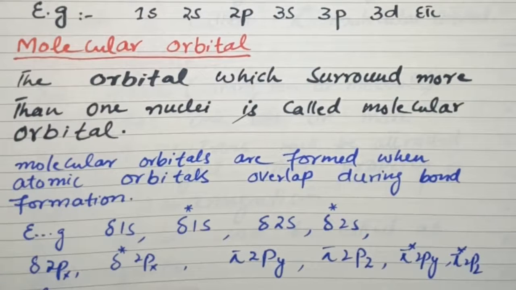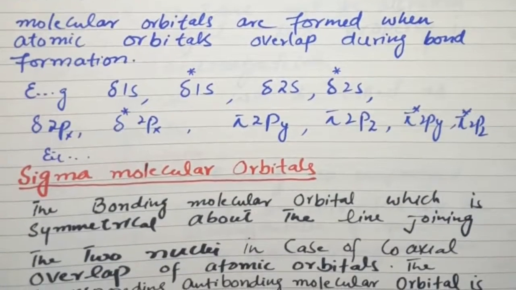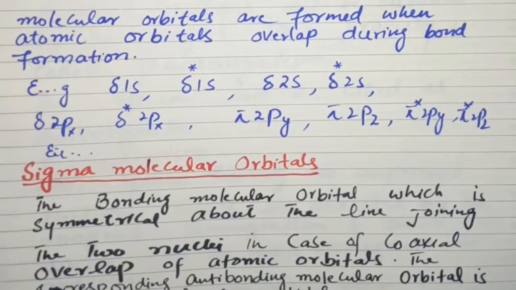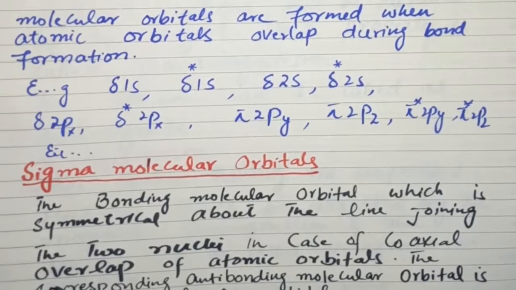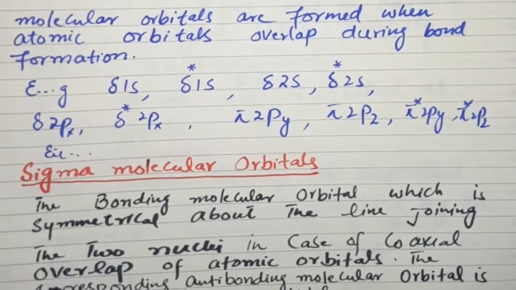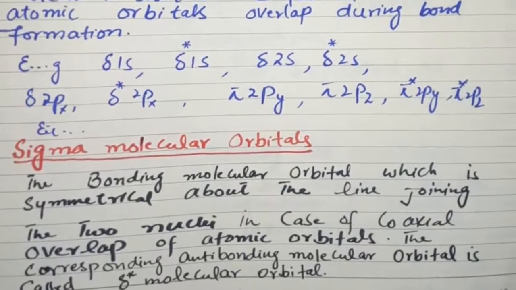The next term which is used is sigma molecular orbitals. Now what are sigma molecular orbitals? These are the bonding molecular orbitals which are symmetrical about the line joining the two nuclei in case of coaxial overlap of atomic orbitals. The corresponding anti-bonding molecular orbital is called a sigma star molecular orbital.